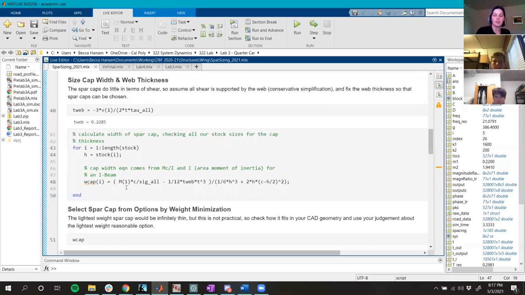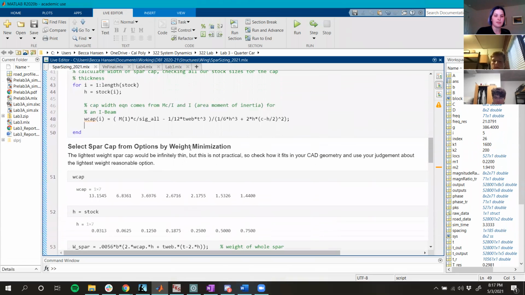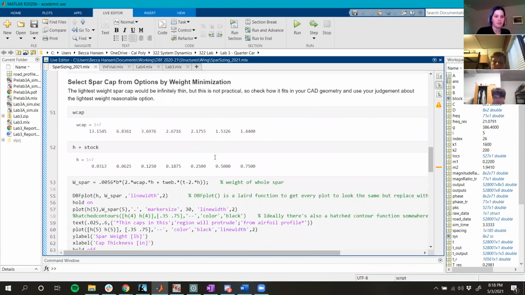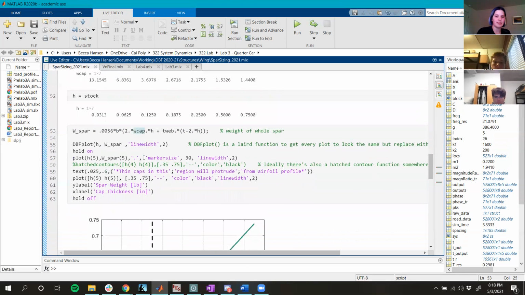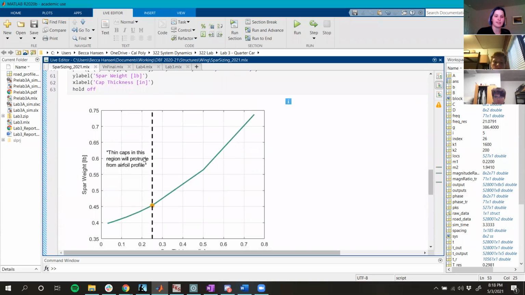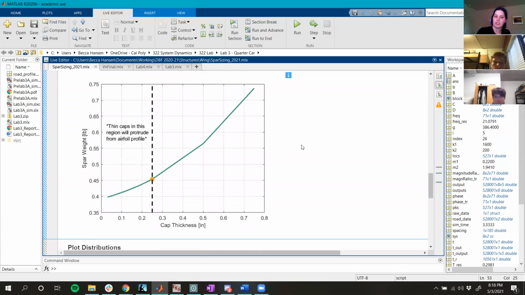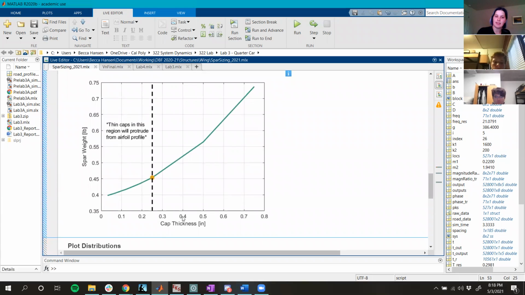So we calculate a bunch of different I-beams for the different stock thicknesses. Then we want to select the correct one by weight minimization. We calculate the weight of each of our options and plot them. The only variable we're changing is the spar cap thickness, and then we get the weight of the entire spar cap.